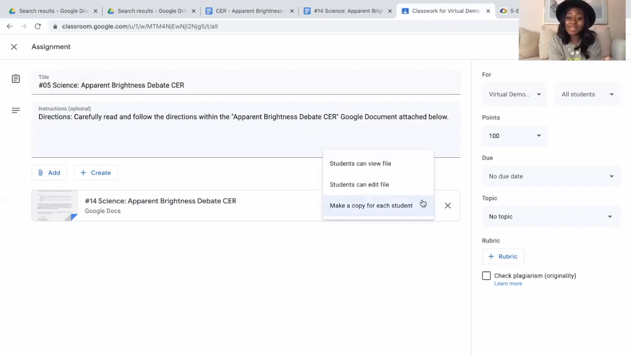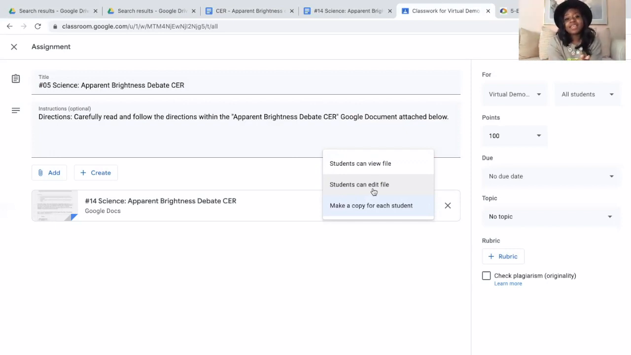Other thing I should point out is this section where it says students can edit file. You want to be careful of selecting that as well. The only time I would use that option would be if I'm providing the students with an opportunity to complete the CER as a group. So if I assign 4 to 5 students in one group, every group has one CER document, I would allow those 4 to 5 students to all be able to edit the file all at once so they can work together and collaborate in order to complete the assignment.